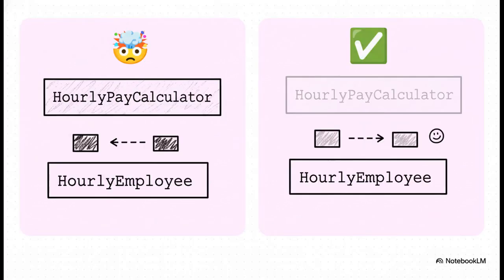And just look at the after picture. It's so much cleaner. Before, you had these two classes in a really awkward long-distance relationship. But after we apply the move method treatment, bam, the pay calculation logic is now right inside the hourly employee class. The data and the code that uses it are finally living together. It just makes so much more sense.